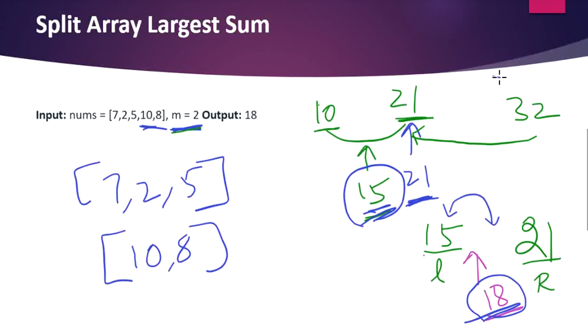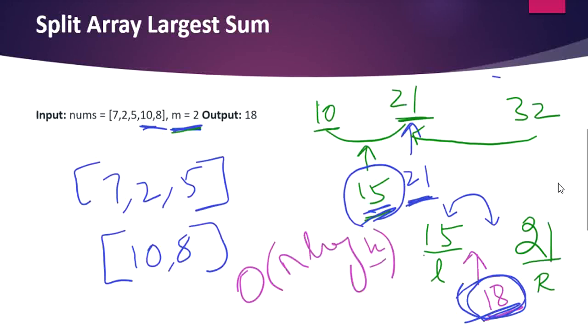Further, if you find the mid and go and find the value, it is going to get stuck at 18 because that is the output. And the time complexity of this algorithm using binary search is going to be big O of n log k, where n is the length of the given array and k is the range of numbers between 10 and 32. So now let's see how our code works.